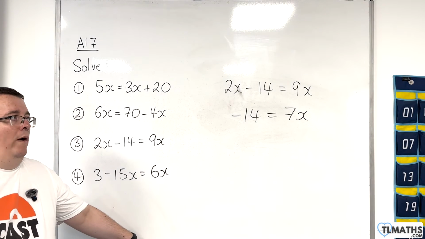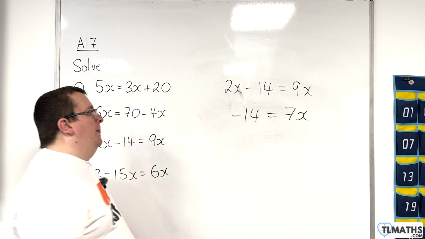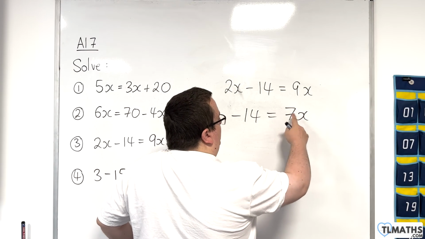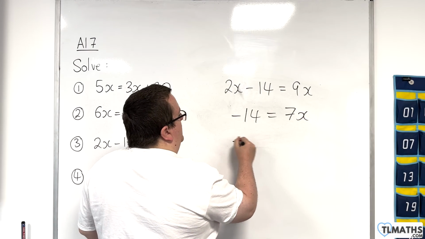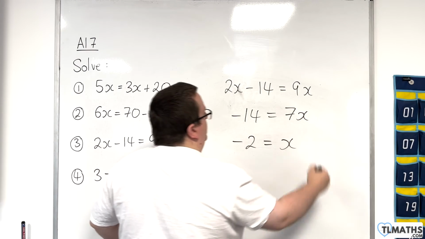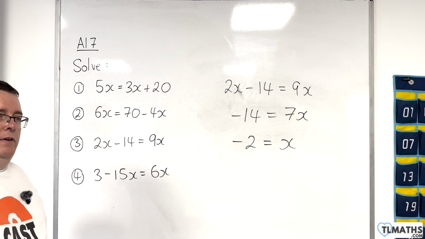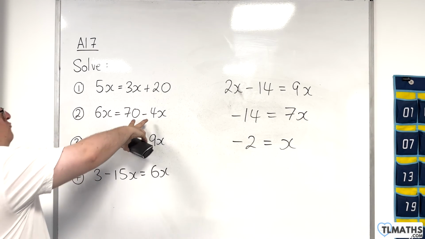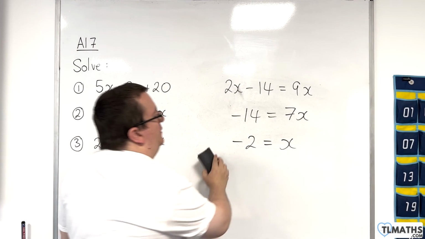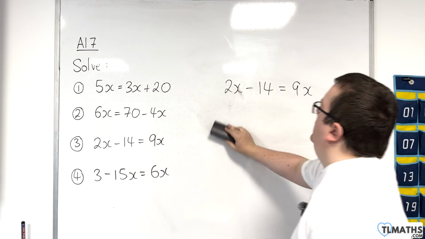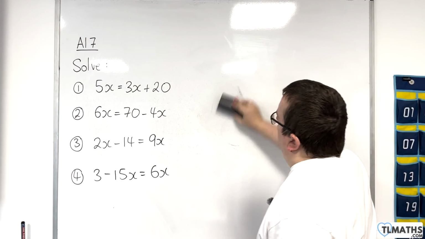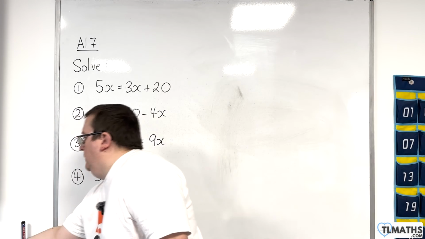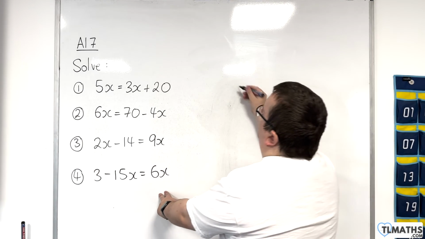Okay, so I'm one step closer to my answer. I've got 7 times x, so let's divide both sides by 7, and we get that x has to be minus 2, and that's my answer. Okay, so it doesn't matter whether the two terms are on the right-hand side or on the left-hand side. I'm still going to use that same approach. So let's take a look at the last one.